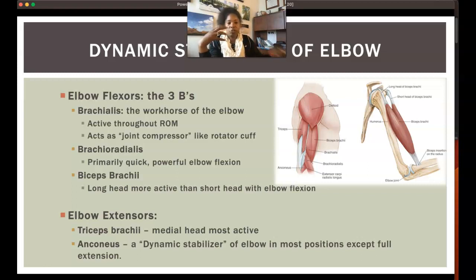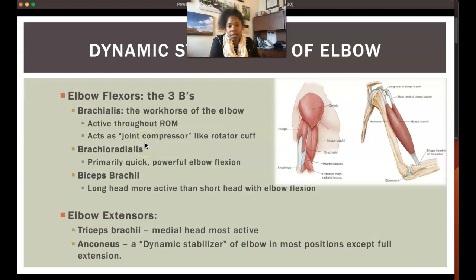So in other words, as you can see here, it's the deeper of the 2 muscles, and so it will kind of pull the humerus into a good stable position, right? Then next what we have is the brachioradialis. As the name implies, it is a 2-joint muscle.